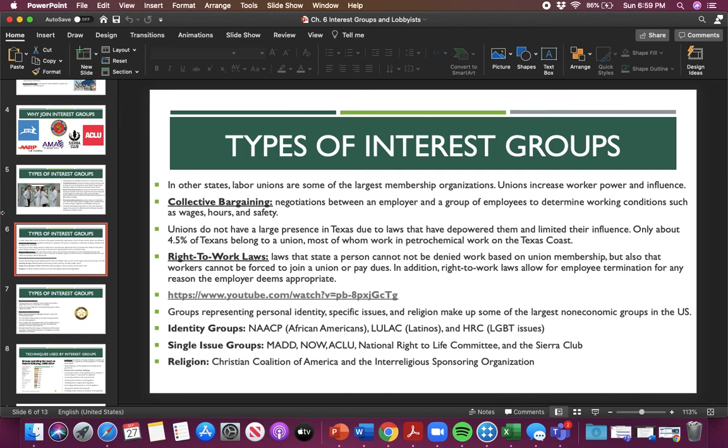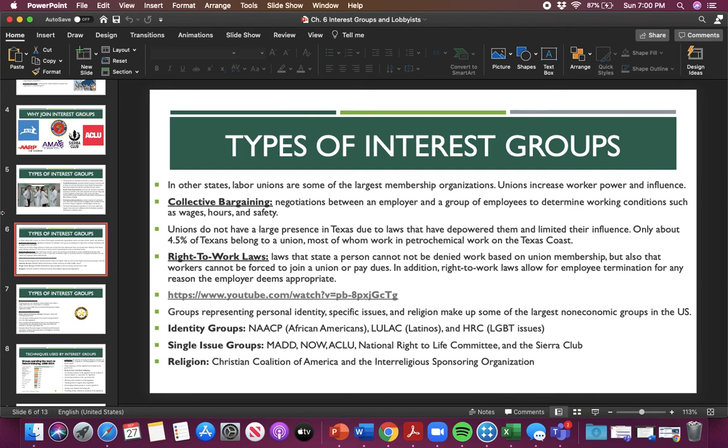So their model has been copied by other groups. Like the next one is LULAC. LULAC stands for the League of United Latin American Citizens, and they have done the same thing for Latinos. The next one, the HRC, you may be familiar with, the Human Rights Campaign. They advocate for LGBT issues.